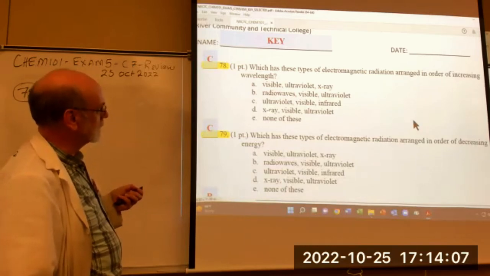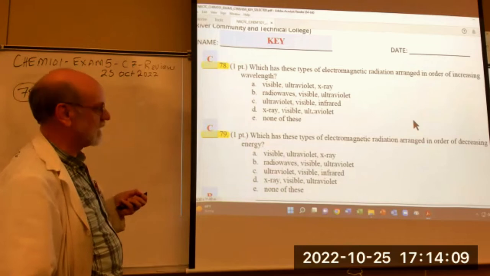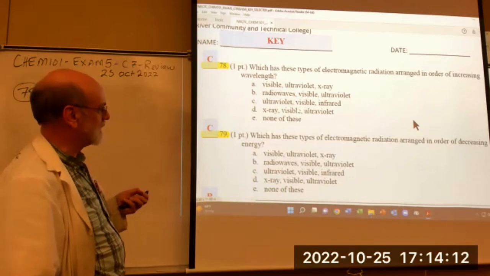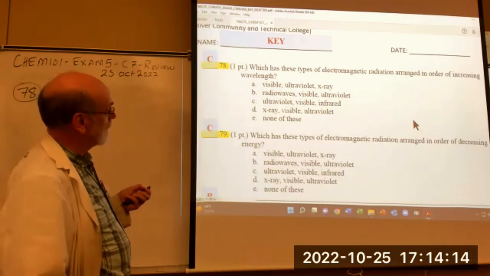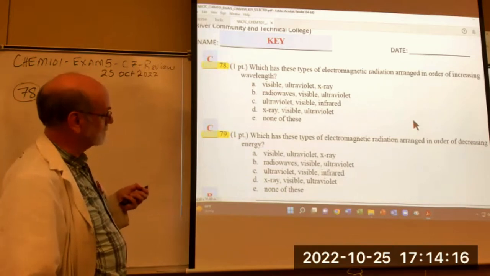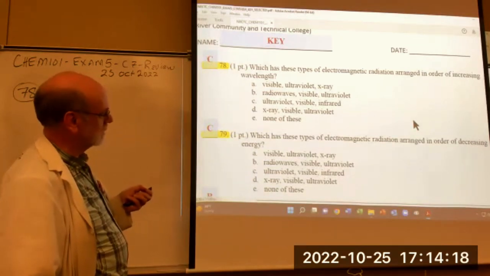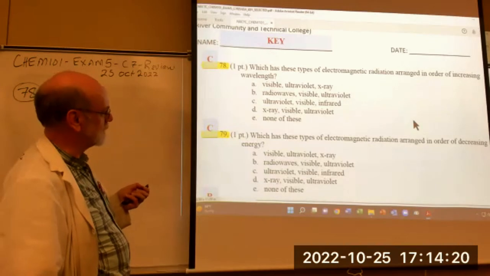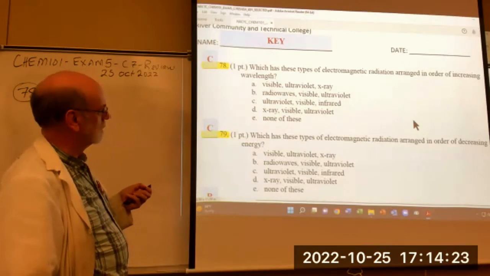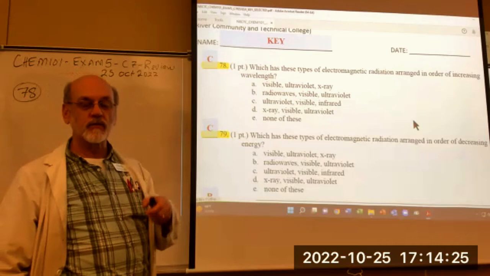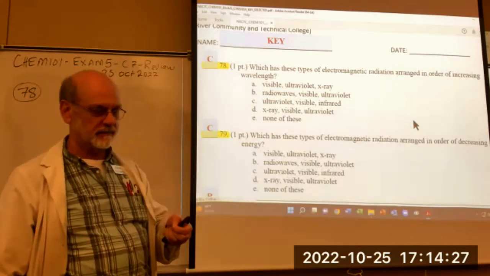But is it in the right order? X-ray, increasing wavelength, visible, ultraviolet. No, ultraviolet should be on this side. So it can't be that one. Ultraviolet is fairly energetic, then visible, then infrared. This one is in the correct order of increasing wavelength, which means decreasing energy.